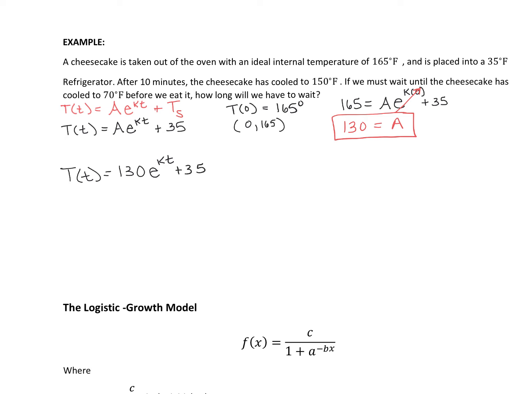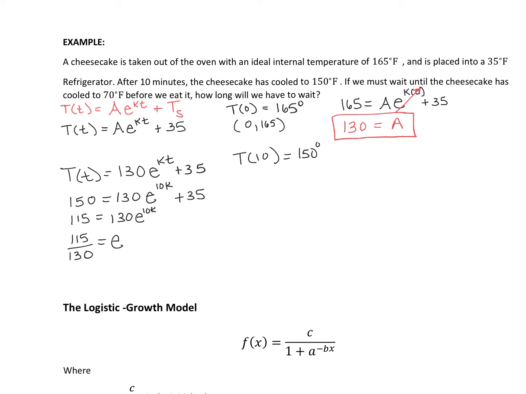And I have some more information. I know that at 10 minutes, the temperature is going to be 150 degrees. So we'll do this same thing again. 150 equals 130 e^(10k), plugging 10 in for the lowercase t, plus 35. Subtracting 35, I get 115 equals 130 e^(10k). Dividing, 115 over 130 is e^(10k).